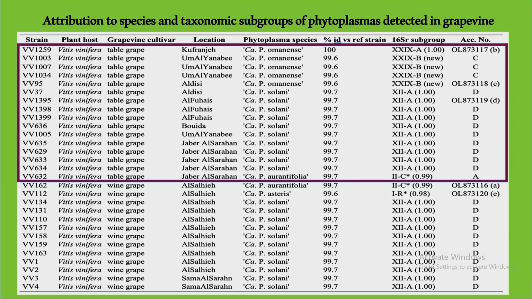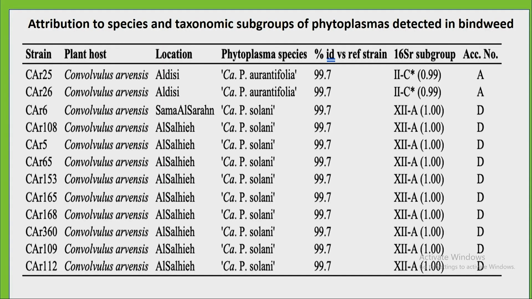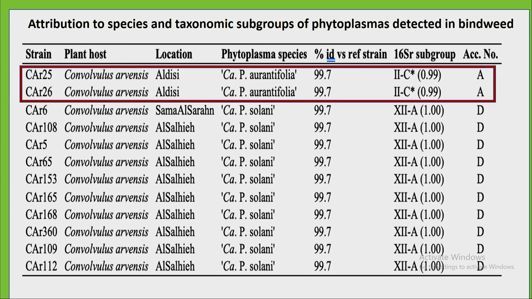And with the wine grapes, we also have Aurantifolia, Astris, and Solani. With the reservoir plants, we identified Candidatus phytoplasma Aurantifolia in the bindweeds collected from the table grapes, and only Solani from the bindweeds collected from the wine grapes.